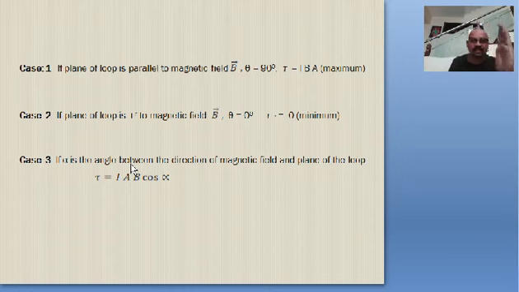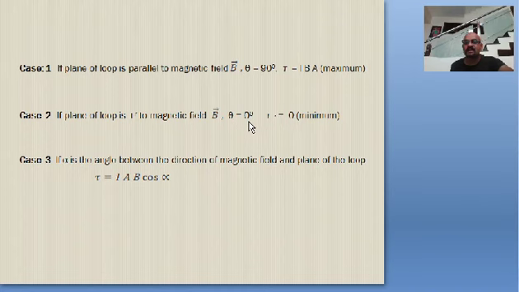Say that this is the coil, and the normal to the coil is always perpendicular to the surface, normal to the coil and the magnetic field. So that is theta. Suppose if theta is 90 degrees, then the torque is maximum.